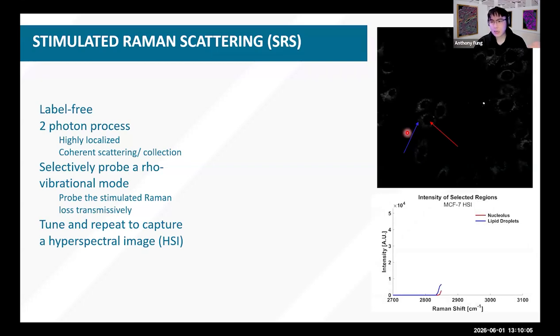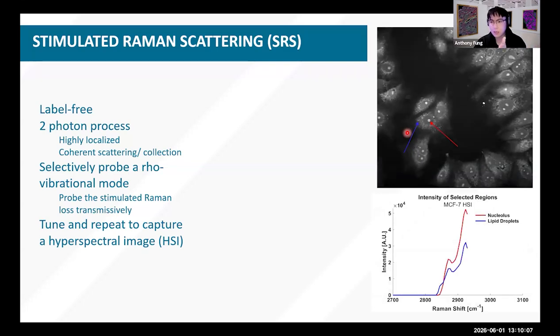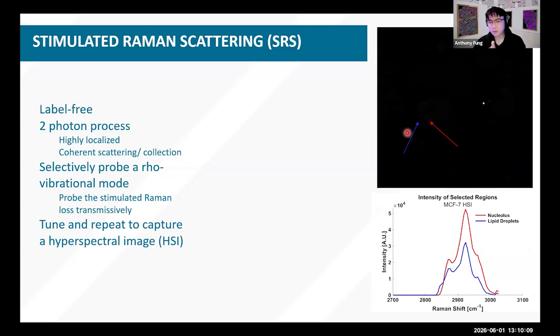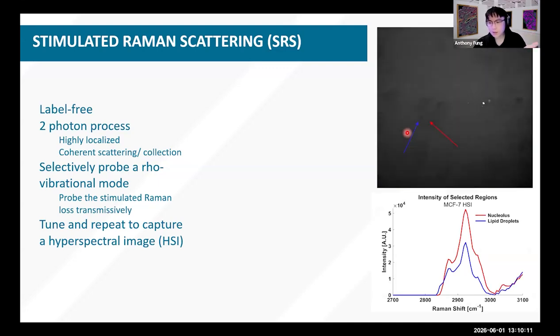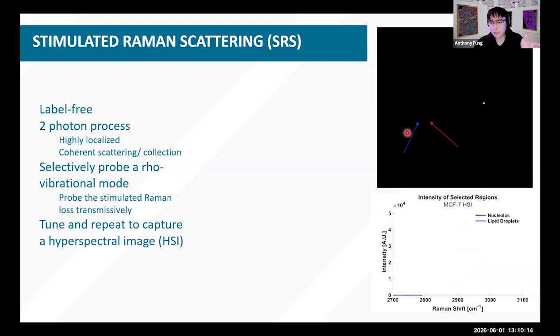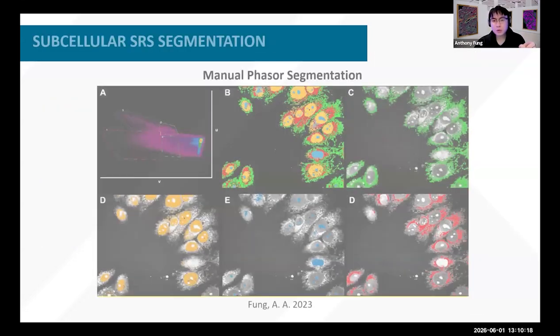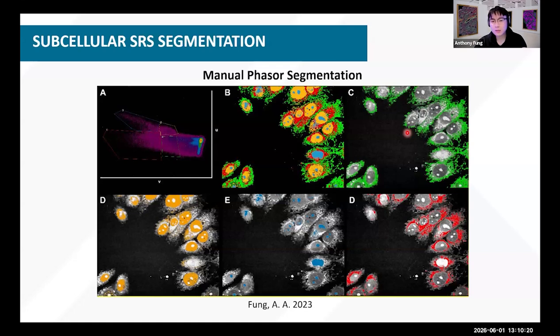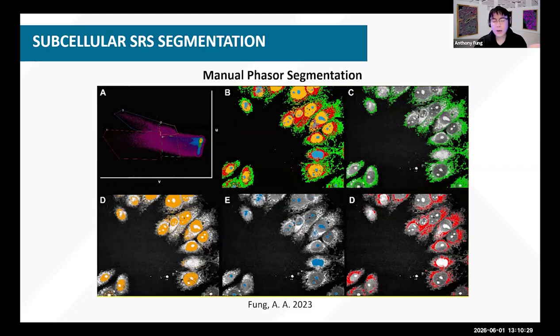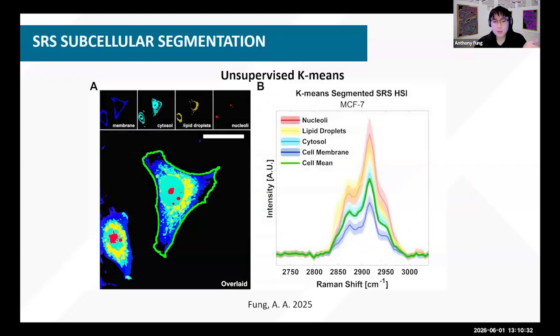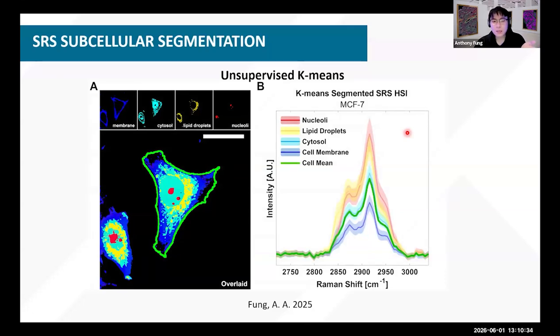So it's basically a series of images along the wave number spectrum, and each pixel has its own molecular trace. What that enables you to do is separate these subcellular organelles, because each molecule's spectrum will have a different amplitude and phase. You can also directly segment the subcellular organelles using unsupervised clustering.